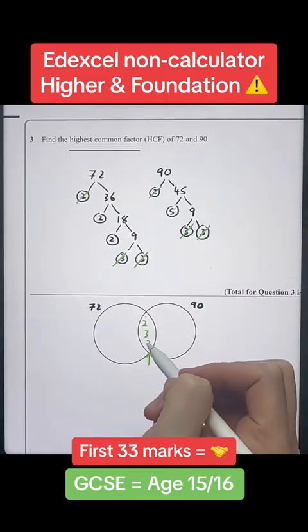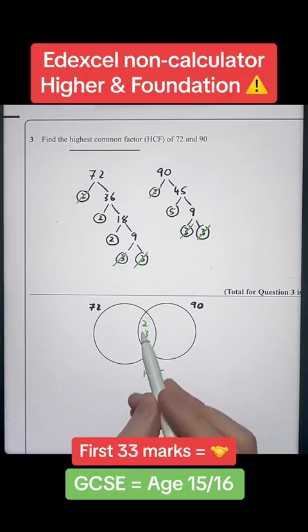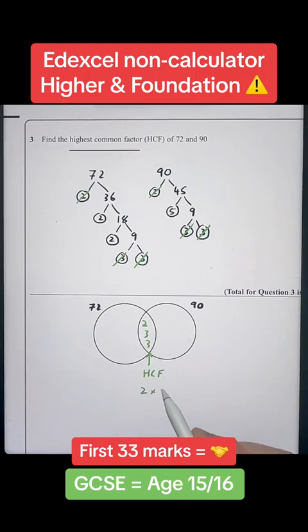To find the highest common factor, all we simply do is multiply our numbers in the overlapping region. So our highest common factor of 72 and 90 is 2 multiplied by 3 multiplied by 3. We must work it out. 2 times 3 is 6, and 6 times 3 gives us 18.